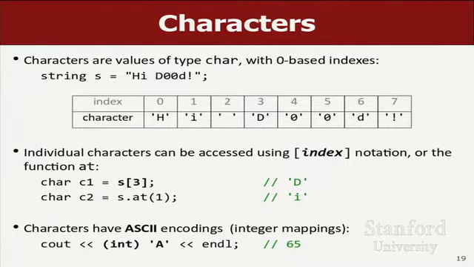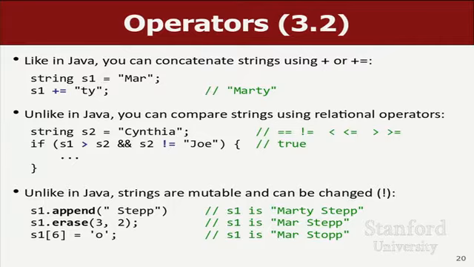They start at 0. You can access individual characters using array type notation with brackets. That's fine. You can concatenate strings with plus. You can have string s1 is mar, and you could add a ty on the end, and now you have marty. I mentioned this last time.